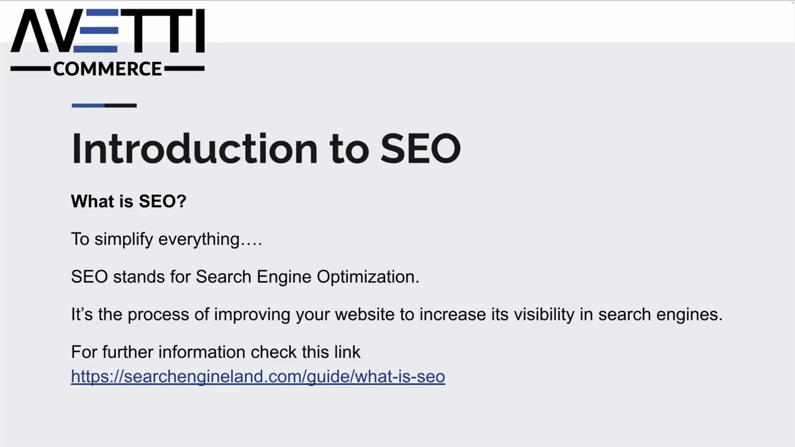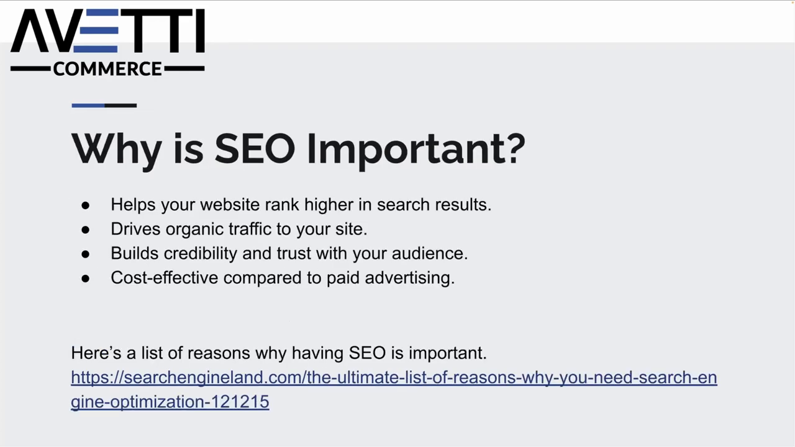Think of SEO like setting up a store on a busy street versus a quiet alley. You want your website to be in the best spot where more people can see it. SEO helps you get that busy street by using strategies like selecting the right keywords, optimizing your site's content, and making sure your website is user friendly and fast. Simply put, SEO helps search engines understand what your site is about and match it to what people are looking for. So, why is SEO important?